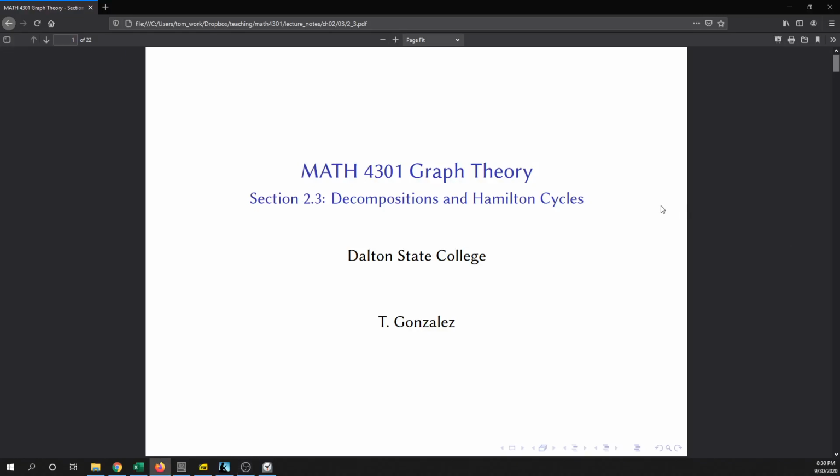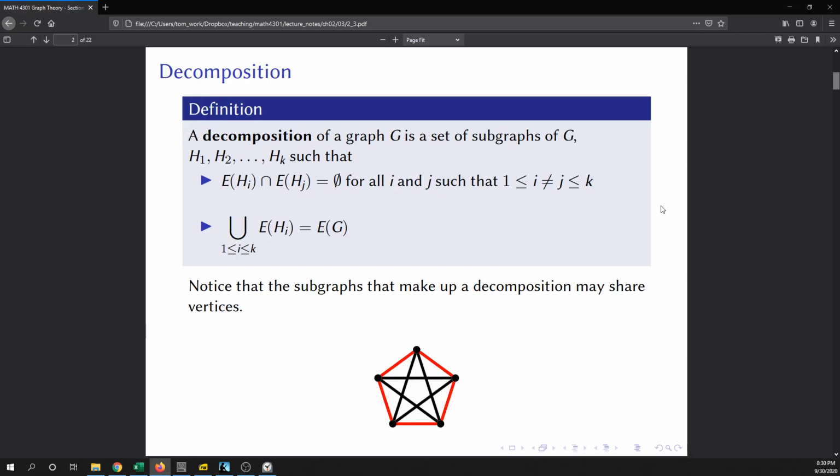All right, in this video, we are going to start talking about decompositions of graphs and Hamilton cycles. First off, a decomposition of a graph G is a set of subgraphs of G, and I'll just call those H1, H2 through H sub k, such that the edge set of H sub i intersected with the edge set of H sub j is the empty set, for all i and j such that i is not equal to j, where the values of i and j are between 1 and k inclusive.